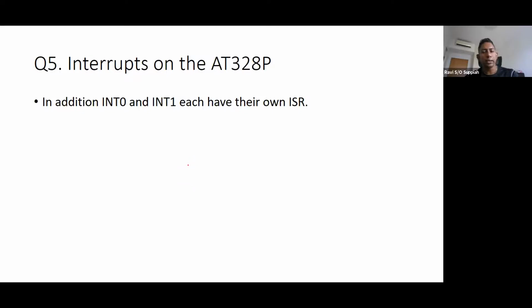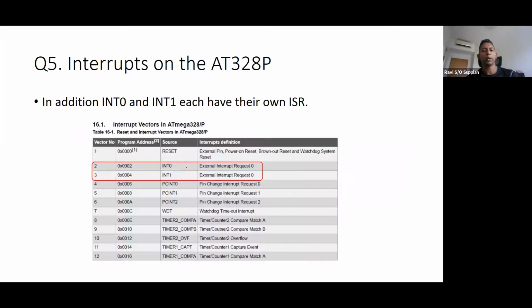Each of these pins, INT0 and INT1, has its own ISR. So when I connect a switch to the INT0 pin and a switch to the INT1 pin, and they are triggered, they will jump to separate interrupt service routines. That is another important point to note, because if I have two separate events and I want to process them differently, then I need to differentiate which device triggered the interrupt. That is why you have interrupt 0 and interrupt 1.